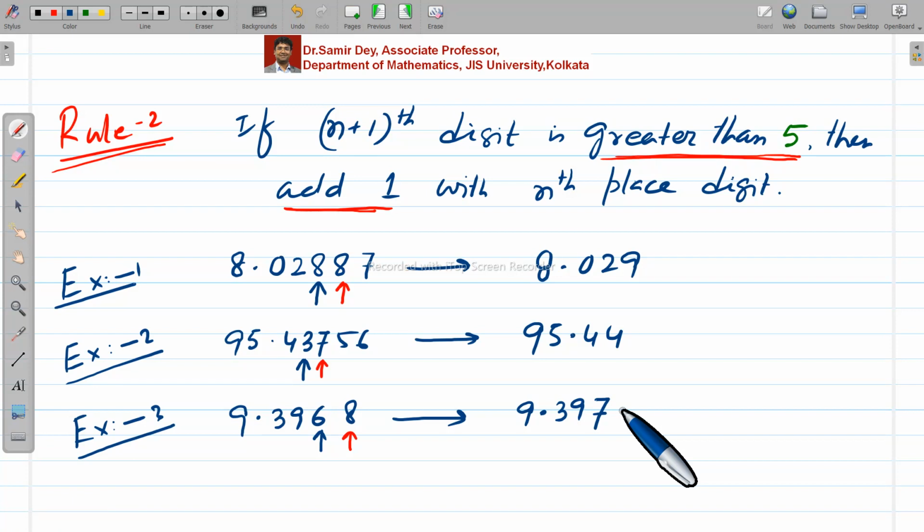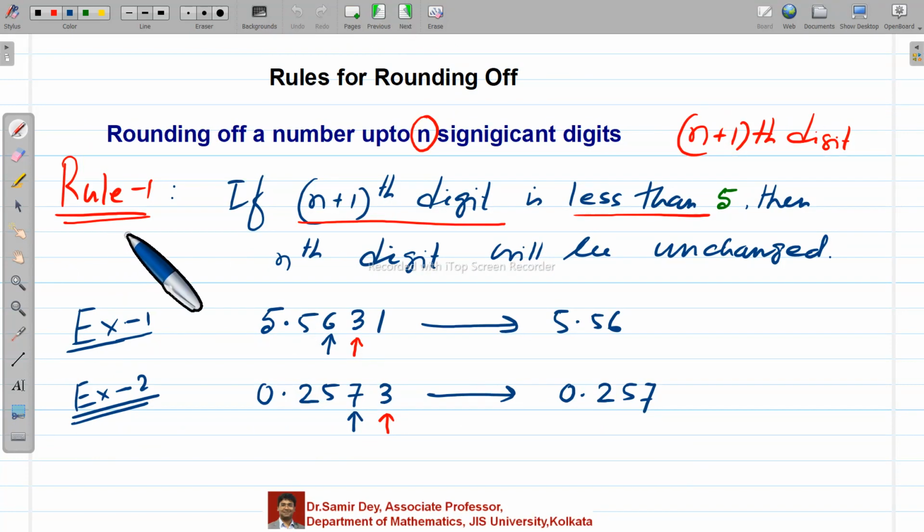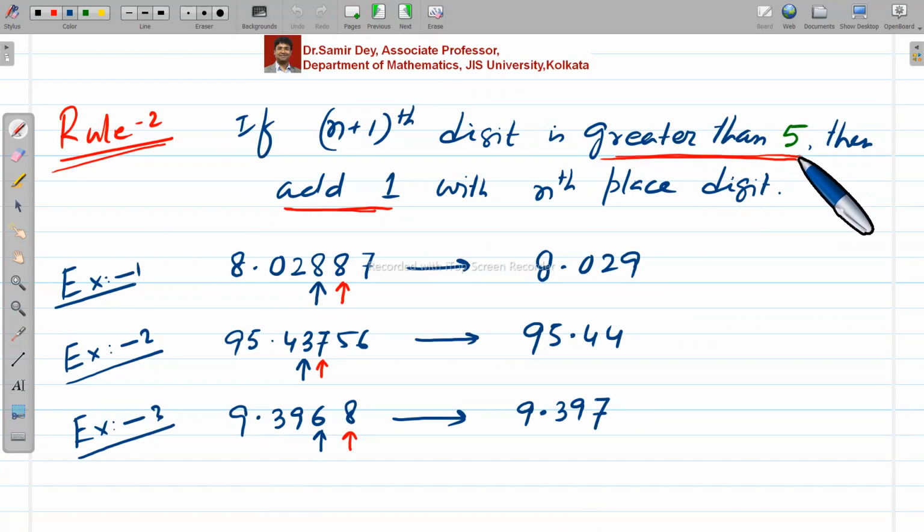Rule number 2 is clear. Okay. What about rule number 1? Rule number 1 is all about if the n plus 1th digit is less than 5, then the nth digit will be unchanged. But if it is greater than 5, then you have to add 1 to the nth place digit. Okay, rule number 2 is clear.